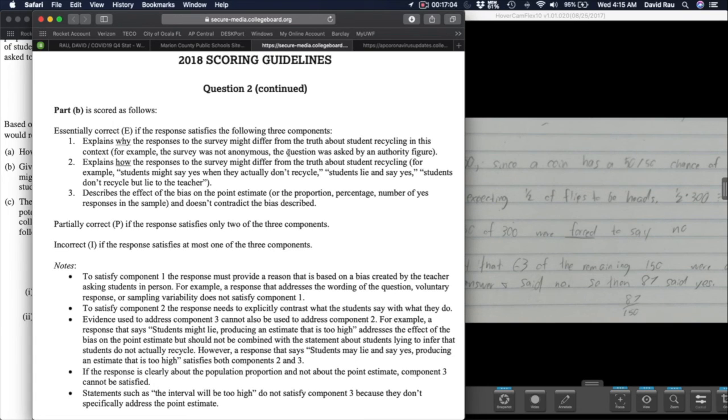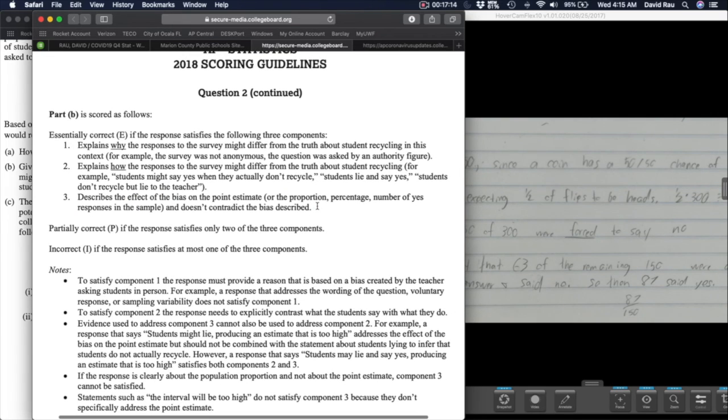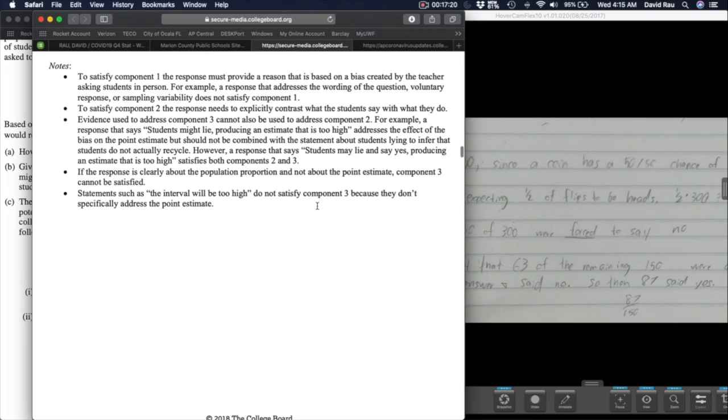And we explained that it would differ because, again, students might lie and say they recycle when they don't. I definitely verbally said that. And then I did say that we assumed that this would mean we would expect a larger proportion of yeses because they want to appease or have a good response for their environmental science teacher.